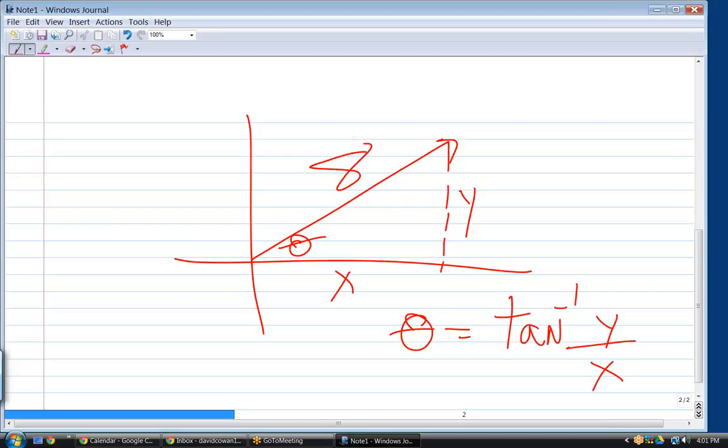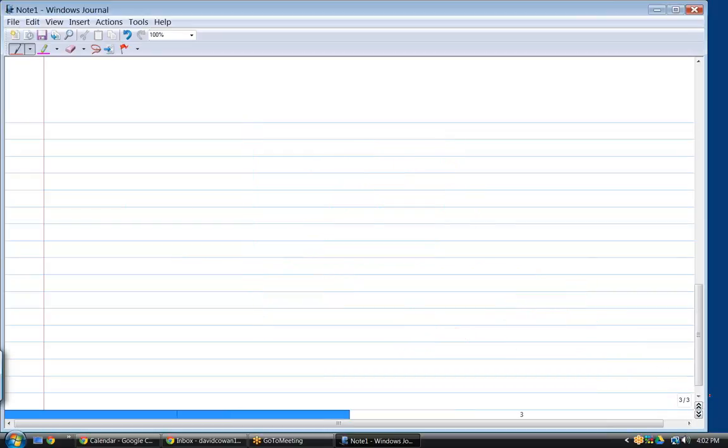Now, do you have a specific problem? I mean, there's an example in the book. Find the direction angle of each vector. You want to go through one of those? Yeah, sure. All right. Let's find the direction angle of this vector.